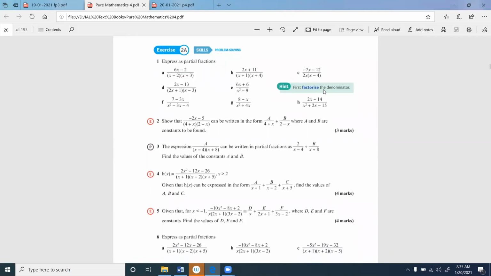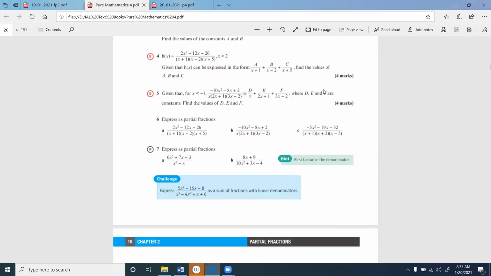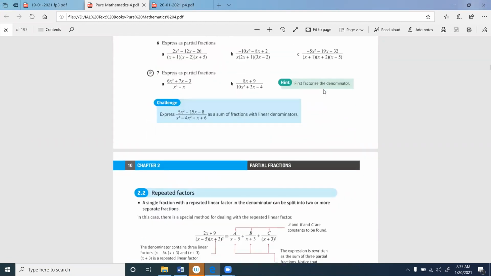When you're working these out, initially factorize the denominator. This turns into x minus 4, x plus 1. Here, x times (x plus 4). This is (x plus 3)(x minus 2), like that you can do it. Here also it's the same thing. All these questions are just similar. Here also you have to do the same thing, because just keeping it as a numerator doesn't make a difference. So you just factorize it.